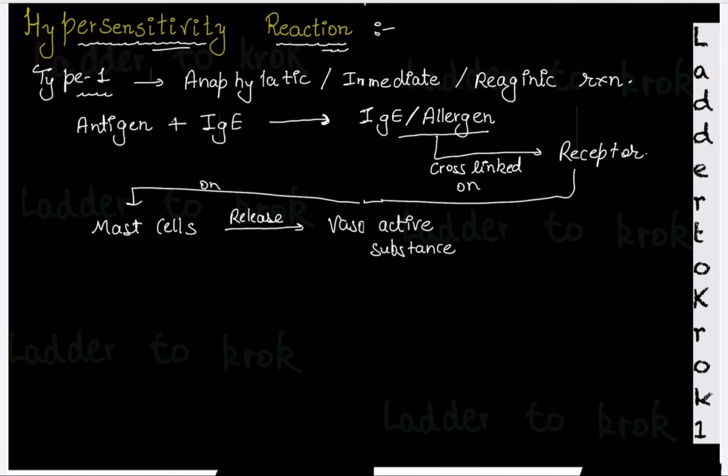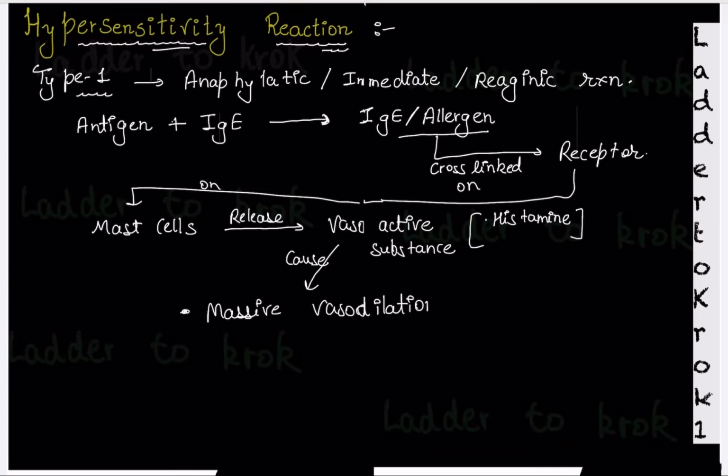vasoactive substances. What are these vasoactive substances? The major one is histamine, and there are others also. If you want, you can write leukotrienes, prostaglandins and cytokines. Then these vasoactive substances cause massive vasodilation, so that the blood flow to that area increases.